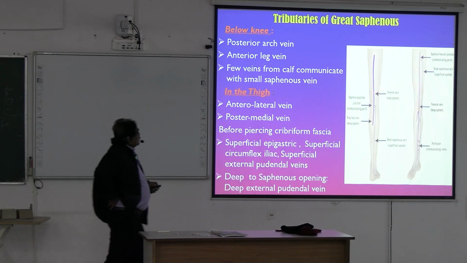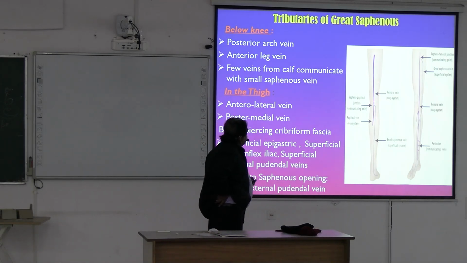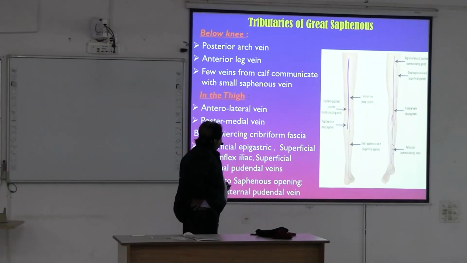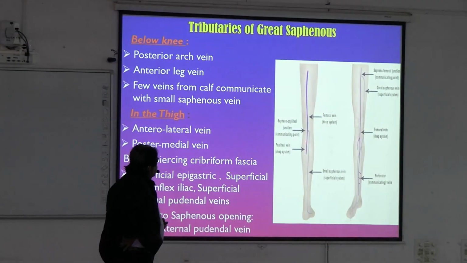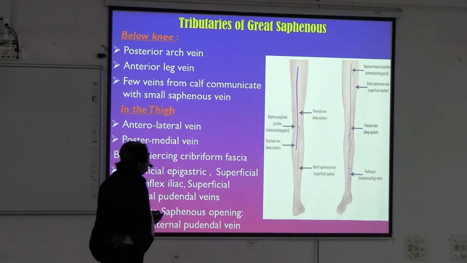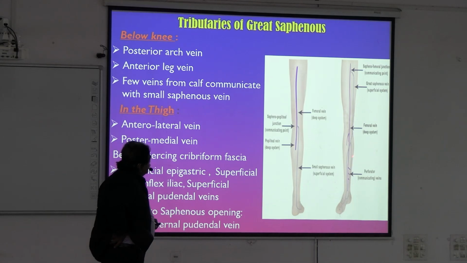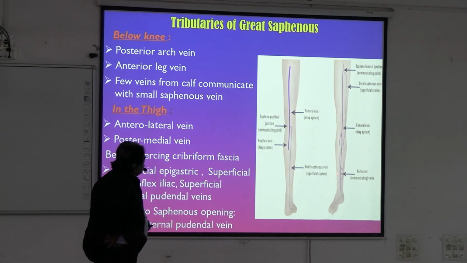See, this is the femoral vein. This is the popliteal vein. And the small saphenous vein. Now, this is just before the opening of the cribriform fascia, the femoral triangle and the inguinal region. When you dissect the lower limb, you will see these, and these are the perforators.